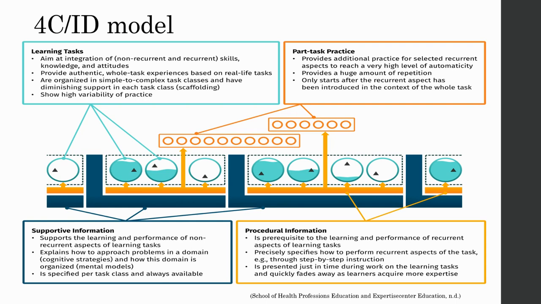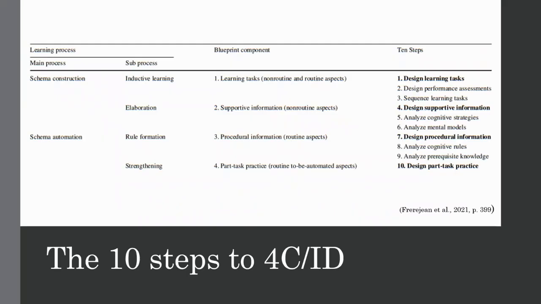The third subprocess is rule formation, a process where cognitive rules are formed through routine aspects that are similar across different tasks. This process is stimulated using procedural information, which presents concrete, step-by-step instructions when the routine needs to be performed. The last subprocess is strengthening. This is stimulated for routines that should be carried out automatically and do not require cognitive effort. The use of part task practice helps enable this process.